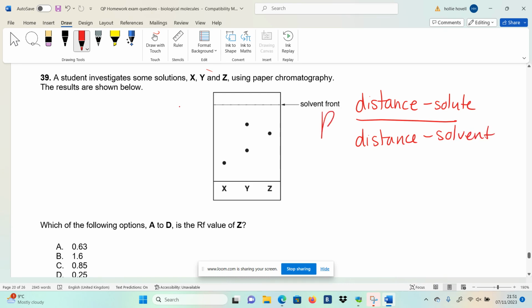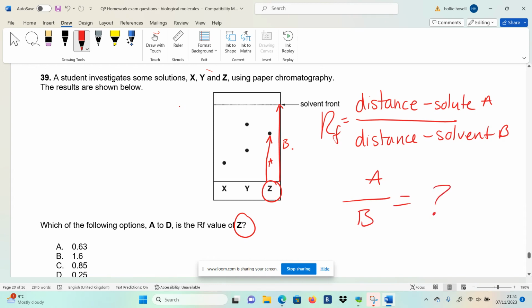Okay, so we were looking specifically at Z for this question. It asked you about Z. So you need to measure with a ruler how far did the solvent move, and that's your number for the bottom here. And you need to measure how far it was that the solute moved, and that's your number for here. So if I call that number A and that distance B, you're going to do A divided by B. Okay, and you need to actually measure those with a ruler on your exam paper and work out those numbers, A divided by B, and see what you get.